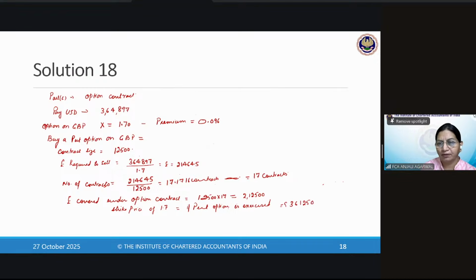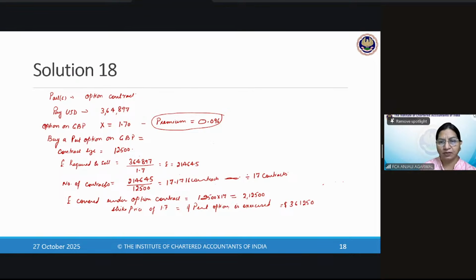$3,61,250 will come from here. Okay. So first, how many pounds will you require? 2,12,500 pounds, and you will also have to pay a premium of 0.096. So either we can say 1.7 minus 0.096, you will end up getting these many dollars, 1.604 into 212, or else you can calculate the premium 0.096.